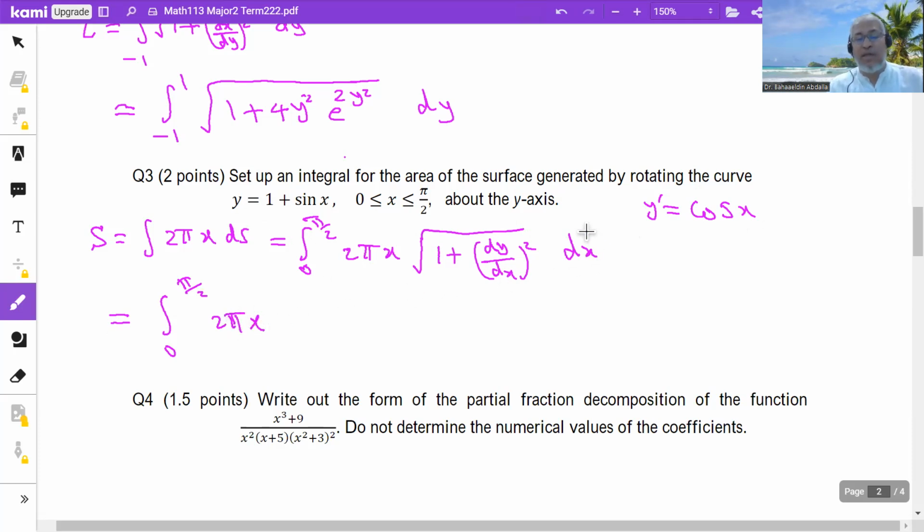Now, the integral is with respect to x, and I have x here, so that's fine. If the integral is with respect to y, for example, then I have to change x to y. Everything should be in terms of x if the integral is with respect to x. So square root of 1 plus, now, the derivative squared is just cosine squared x dx. So this would be the answer.